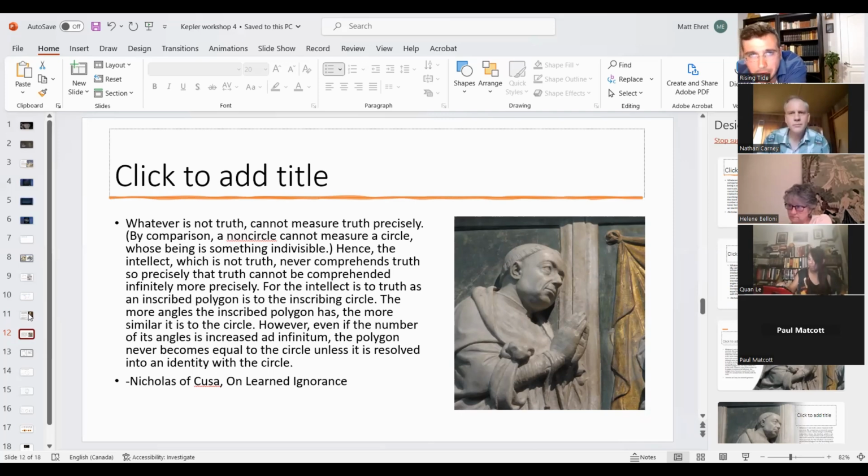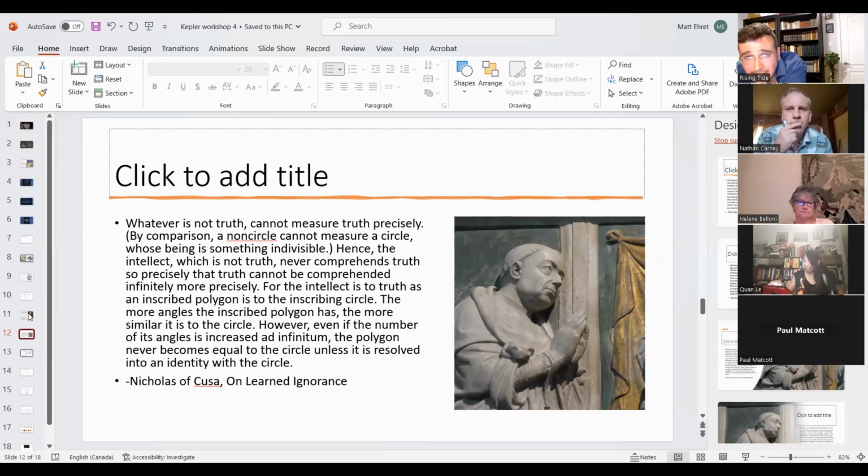Whatever is not truth cannot measure truth precisely. Right? So if we're going to discover truth outside of us, we have to have a quality of that truth within us by which we measure and judge our discovery to be true. By comparison, a non-circle cannot measure a circle, whose being is something indivisible. Hence, the intellect, which is not truth, never comprehends truth so precisely that truth cannot be comprehended infinitely more precisely.